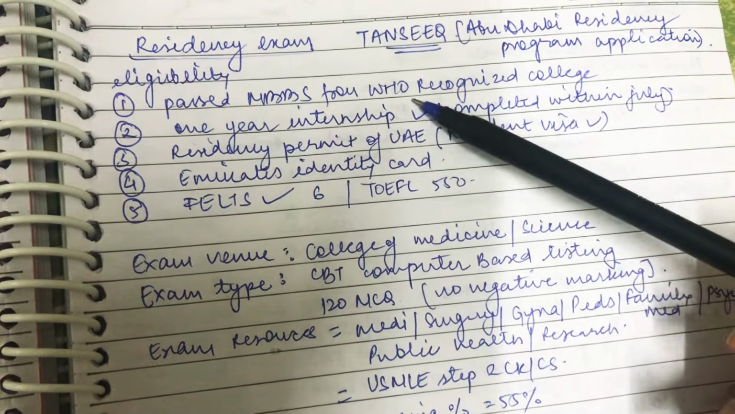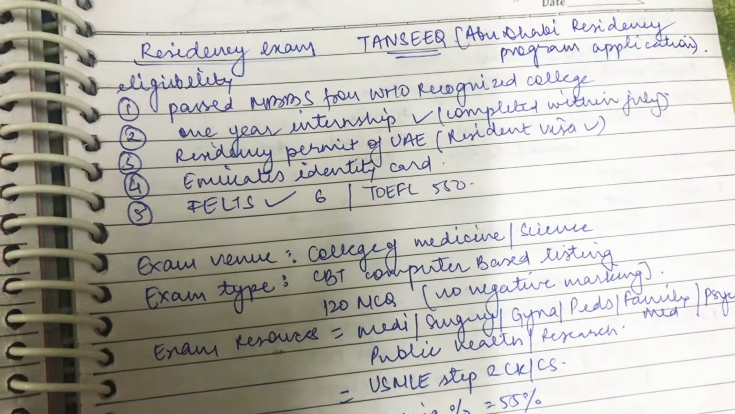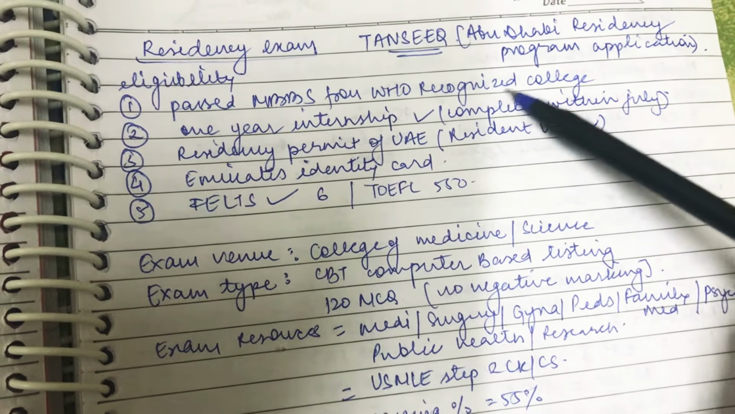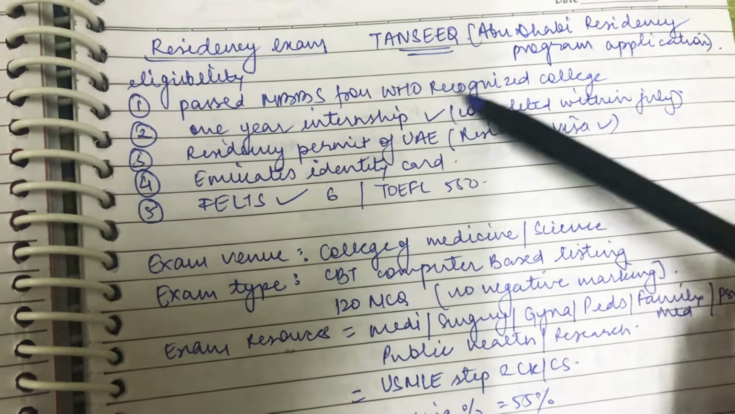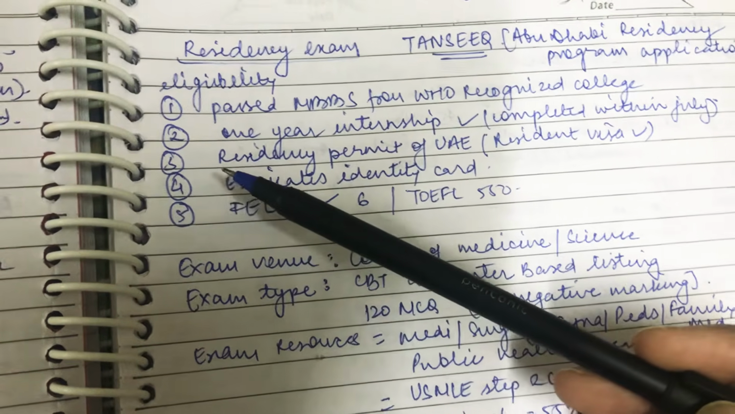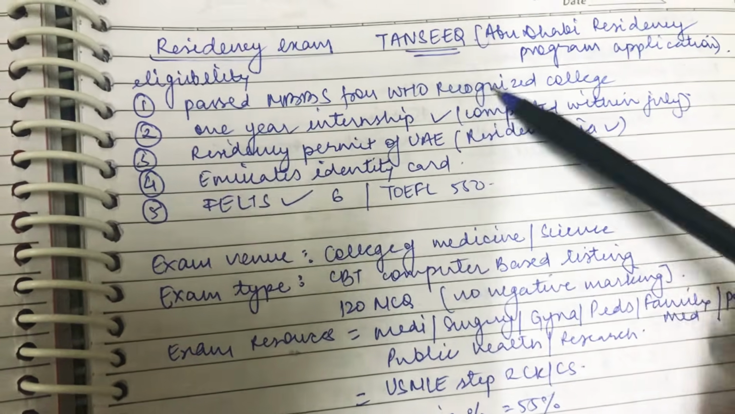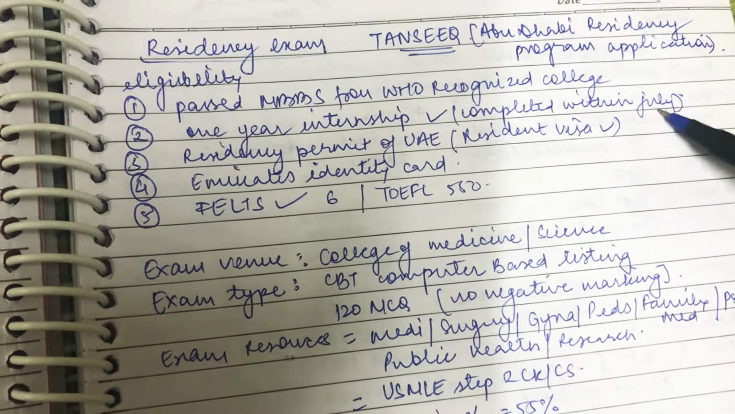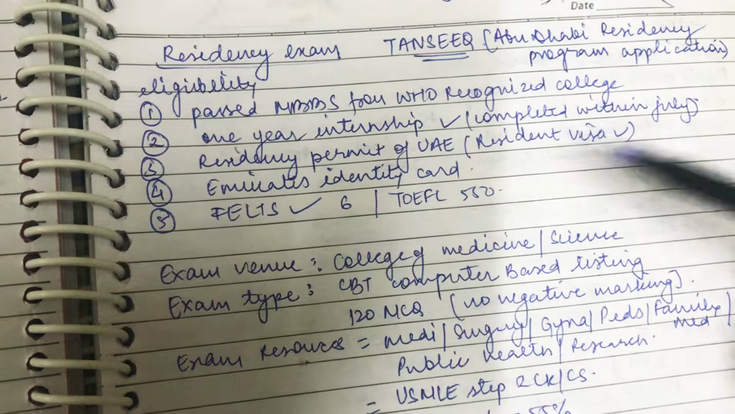Passed MBBS from WHO recognized college. Now these are similar as the previous one. You should have passed your MBBS from the WHO recognized college. There is a list for the recognized colleges. You can go and check if your university or college lies under that list. Second is 1 year internship. You should have completed your internship within July of a specific year.